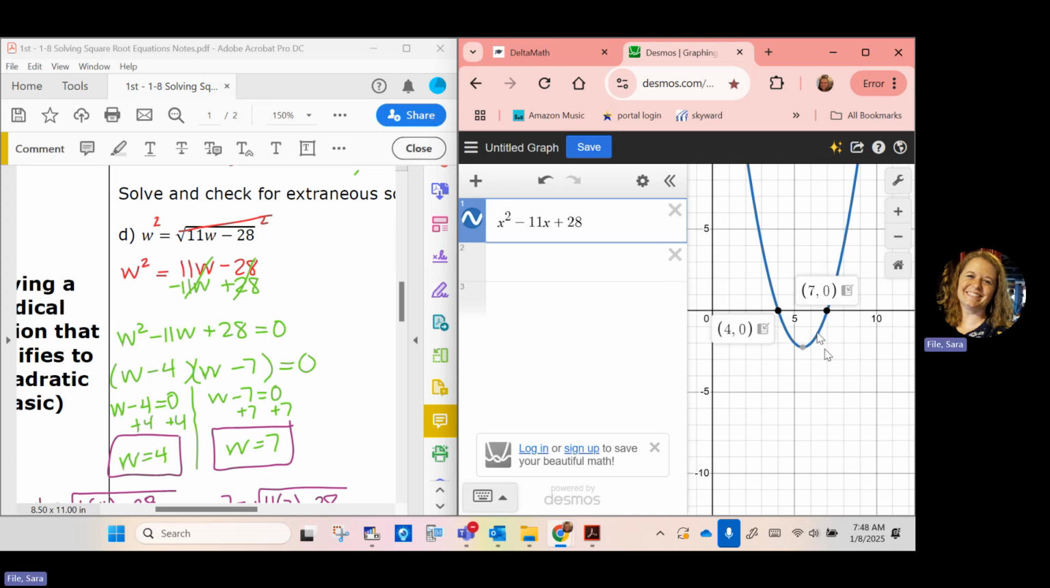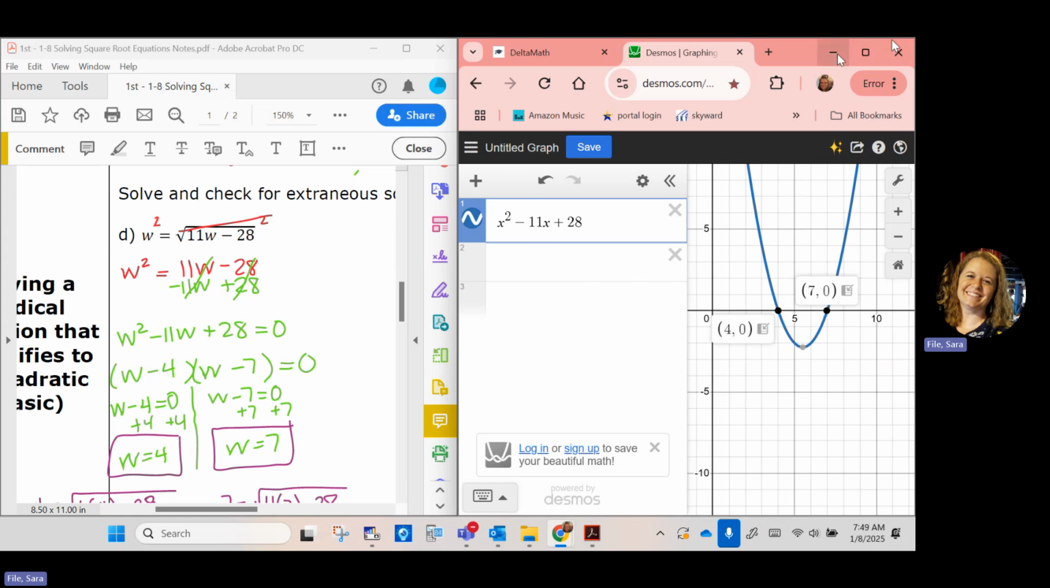Do y'all get how to use Desmos? Do y'all understand the different ways that you can find your solutions in Desmos? Okay. So y'all are free. We've got like 17, 18 minutes for y'all to practice.